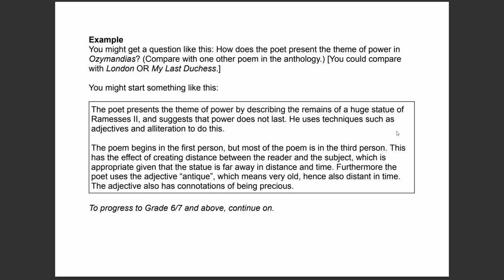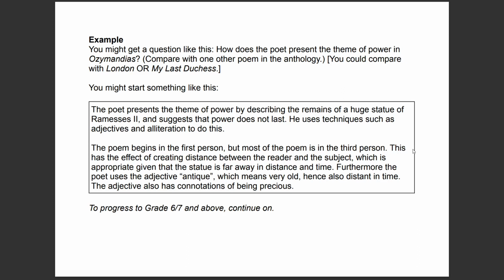The poet presents the theme of power by describing the remains of a huge statue of Ramesses II and suggests that power does not last. He uses techniques such as adjectives and alliteration to do this. So your introduction is a brief answer, a quick summary of the poem, and just 1 or 2 techniques. And then you might have your first point like this.